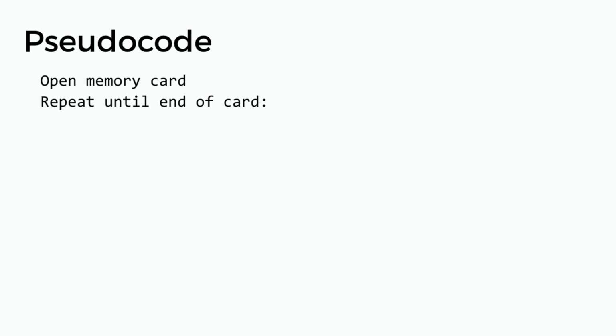Let's put all of this together now and start to think about some pseudocode that you could use to implement this recover program. The first thing you'll want to do is open the memory card. Then after that, you're going to want to repeat some process until you reach the end of the card. You'll want to read 512 bytes, likely using fread, into some sort of buffer, some space in your computer's memory where you have 512 bytes worth of storage that you can read that data into.